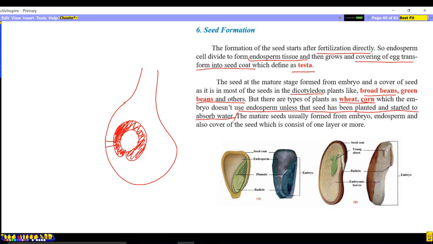The mature seed is usually formed from the embryo, the endosperm, and also the cover of the seed, which we call the testa or seed coat. In the picture: the seed coat, testa; endosperm, the food-storing tissue. Plumule is the shoot system, or the part of the plant above the ground, but minimized in the embryo. Radicle is the root system, or primary root system, for plants. Again, the young shoot is the part of the plant above the ground. Radicle is the primary root, and embryonic leaves represent the cotyledons.